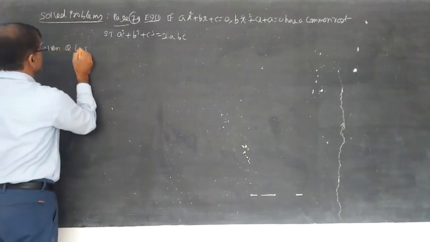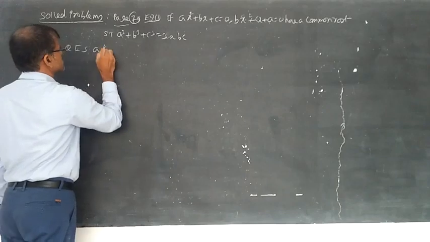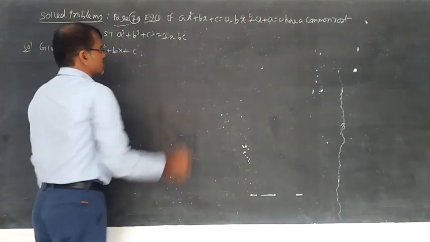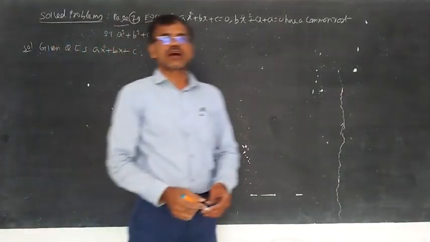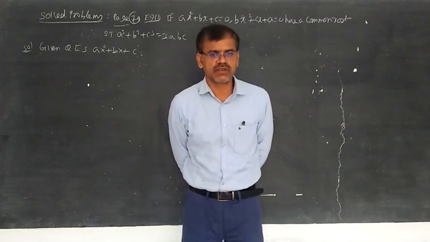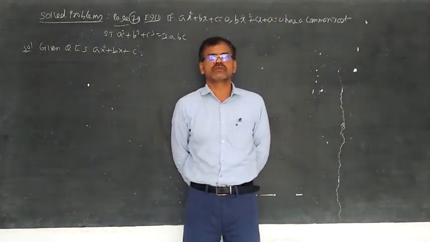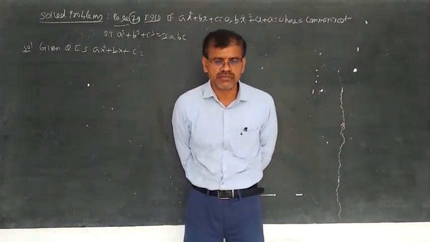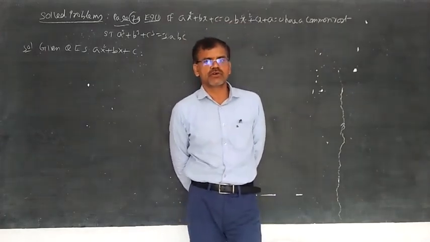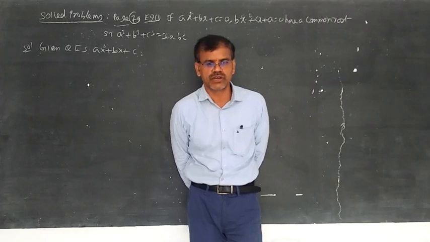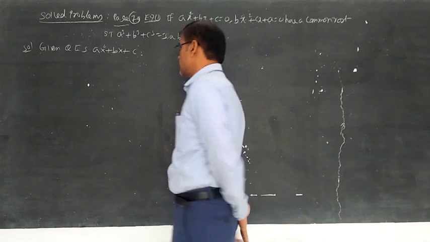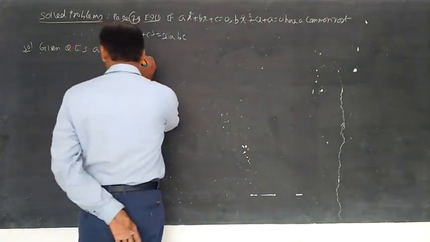We have discussed the common root conditional theory. I said that a1x square plus b1x plus c1 equal to 0 and a2x square plus b2x plus c2 equal to 0. If the two quadratic equations have a common root, then the formula is (c1 a2 minus c2 a1) whole square equal to (a1 b2 minus a2 b1) into (b1 c2 minus b2 c1). Remember the formula, we should use it and do the sum.